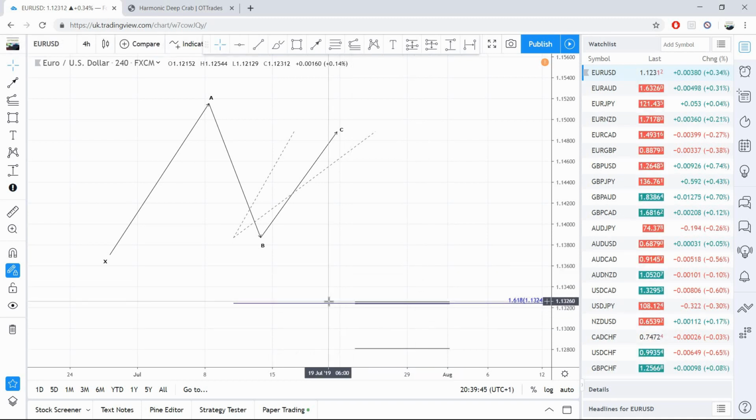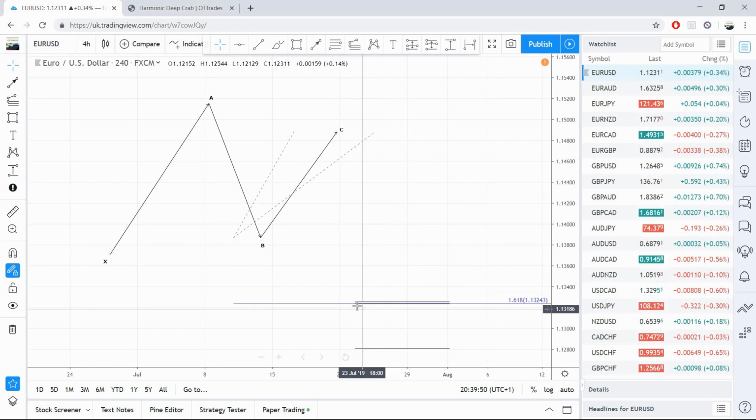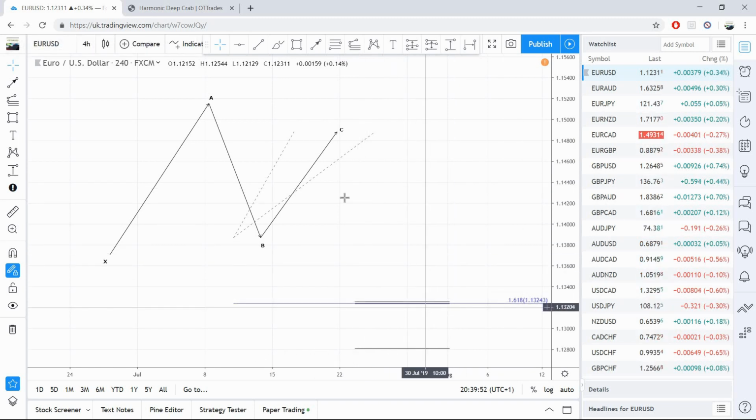Here. And that forms the final point of our potential reversal zone.